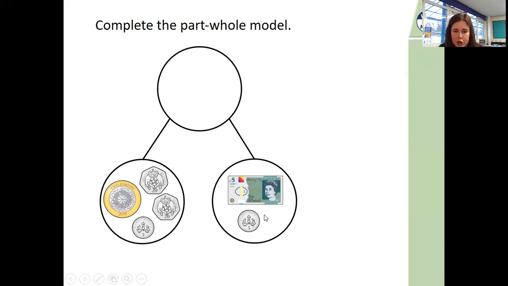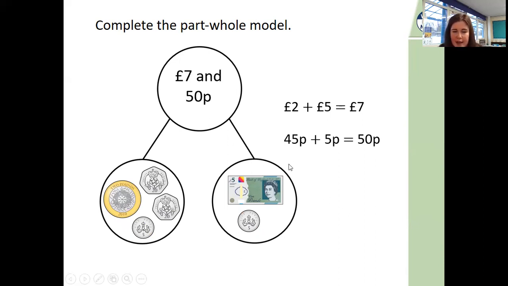This next question, we've got 2 parts, but this time they look a little bit different. This part only has 1 coin and it has a note in it. It's got a £5 note this time. We will still be able to add the pounds first. £2 add £5 equals £7. Now we can add the pence. 45 pence add another 5 pence, we know is 50p. So we're going to combine the pounds and the pence, and together the whole amount is £7 and 50p.